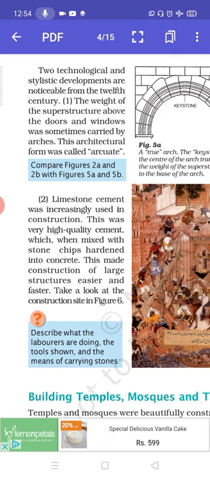Two technological and stylistic developments are noticeable from the 12th century. The weight of the superstructure above the doors and windows was sometimes carried by arches. This architectural form was called arcuate.